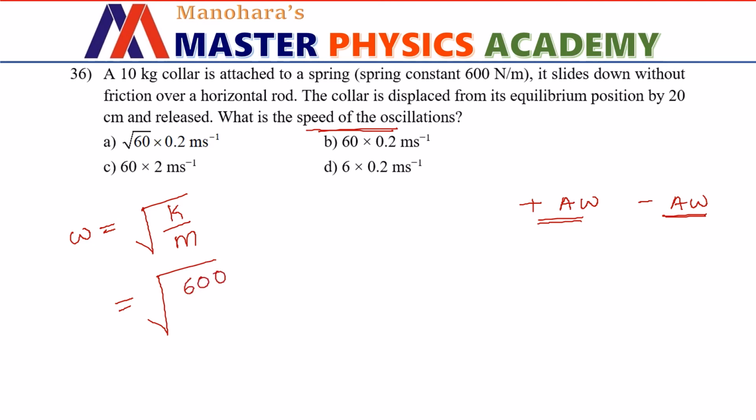Now, the value of the spring constant is given as 600 Newton per meter. Let us substitute the value to be equal to 600 here. Mass of the oscillating body is 10 kg. Solving this, we will be getting the omega value as root of 60 radian per second.